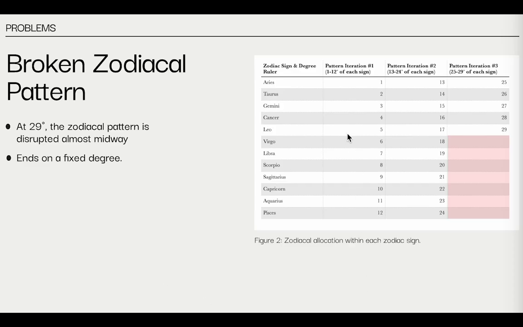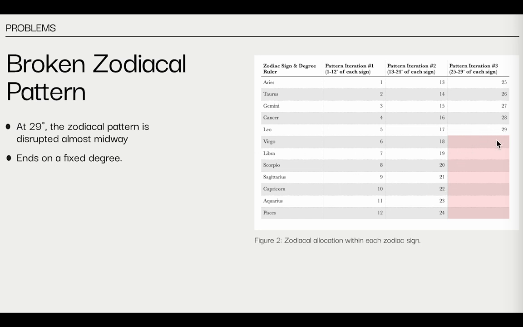So here I have just a table showing the zodiac allocation to each degree within a zodiac sign. Here you can see the first iteration of the zodiacal pattern in a zodiac sign. Here's the second iteration, and then here's the third iteration. And so when we get to the 29th degree of each sign, the pattern ends.